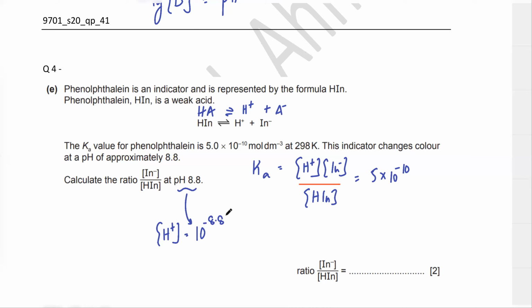So you know two things now. You know this, and you know the Ka value as well. The only thing is you have to figure out the ratio. You have to figure out this ratio over here. So all you have to do is get the H plus 1 over here and divide this by 10 power minus 8.8. Is this clear?